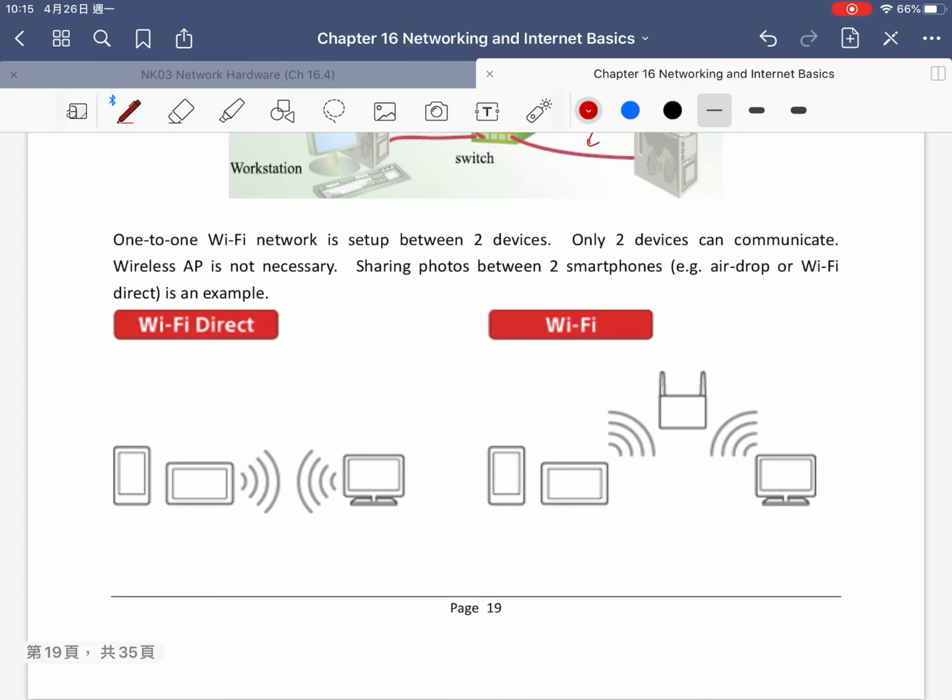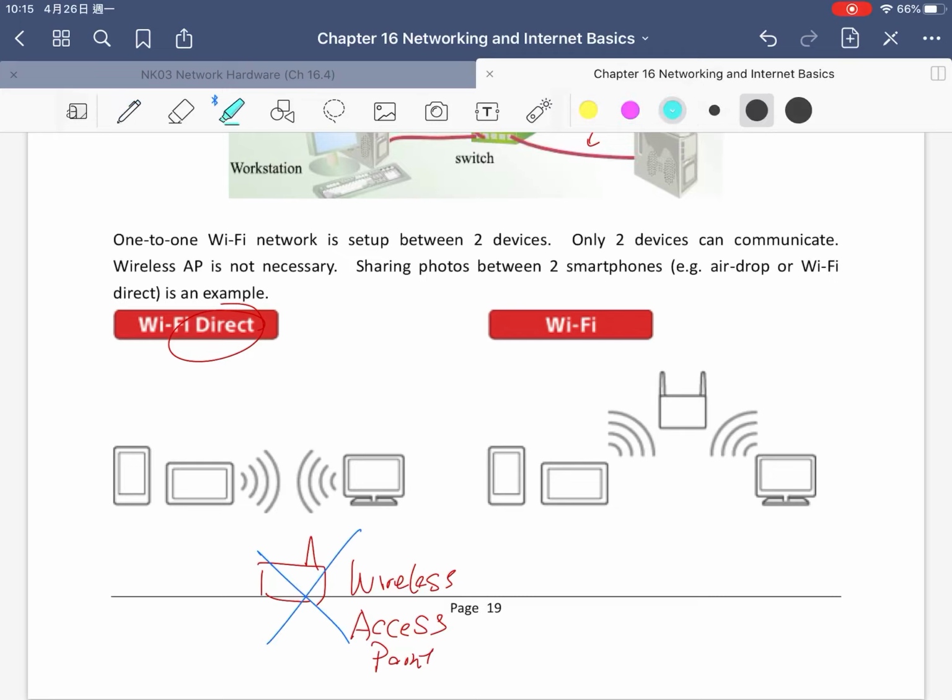There are two ways for the computer or mobile phone to communicate with each other using the Wi-Fi. You can use the Wi-Fi Direct, which means the wireless access point is not needed. They can communicate with each other directly. But in this case, only two devices can communicate at the same time. So if there is another smartphone, then it cannot communicate with them.